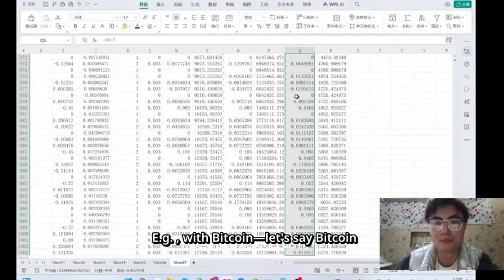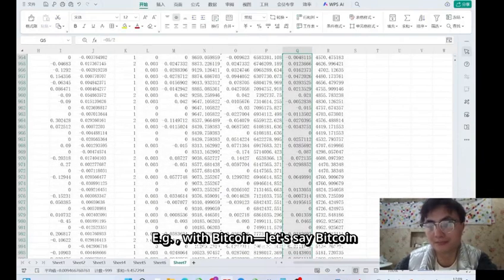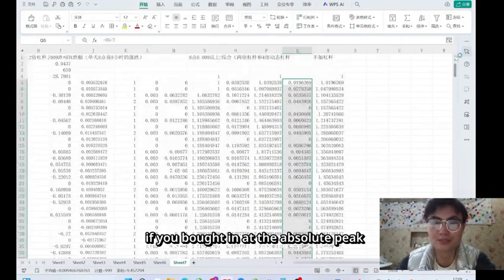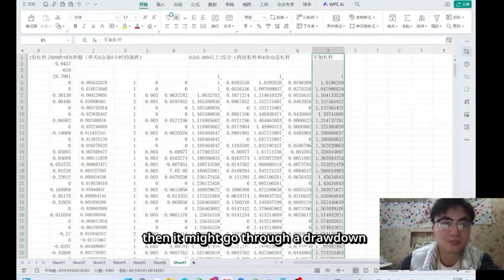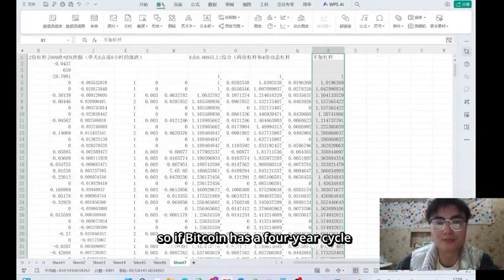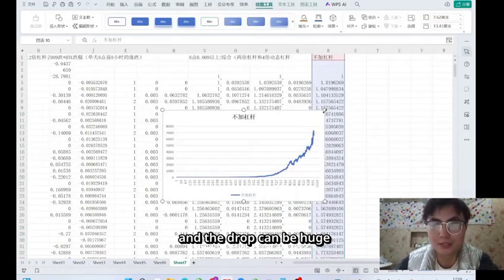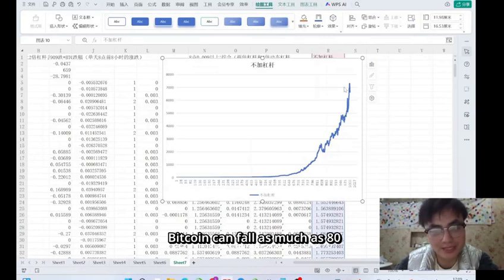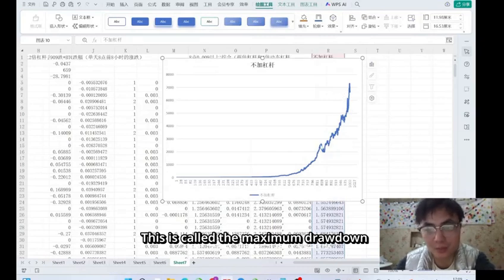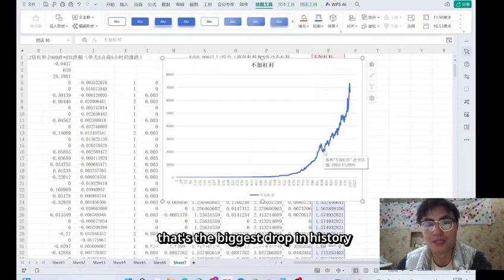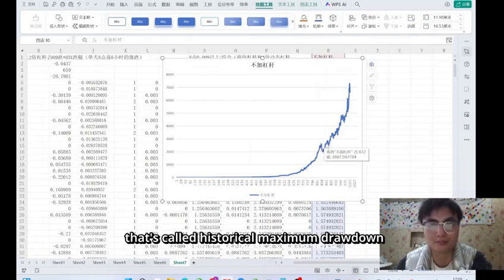For example, with Bitcoin, let's say Bitcoin. If you bought in at the absolute peak, then it might go through a drawdown. So if Bitcoin has a 4-year cycle, you might have to wait 4 years. Yeah, and the drop can be huge. Bitcoin can fall as much as 80%. Got it. This is called the maximum drawdown, like from the peak down to here. That's the biggest drop in history, called historical maximum drawdown.